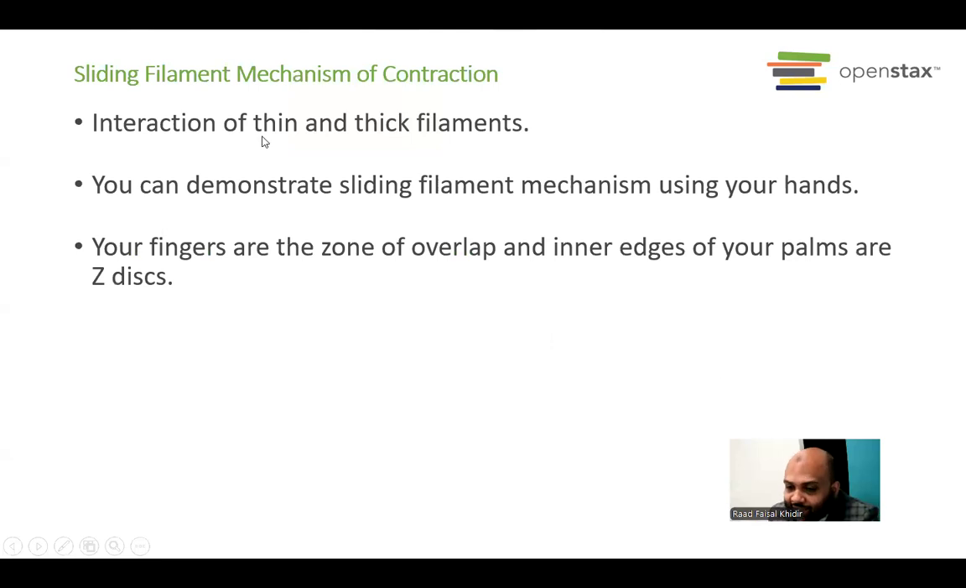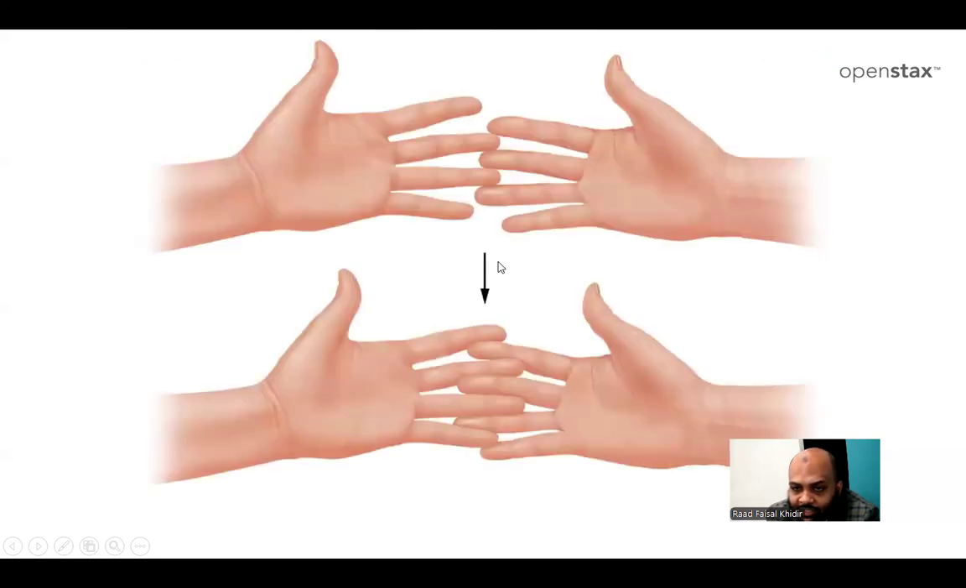There is an interaction. We know the hole and the golf head is going to go in there. The interaction of thin and thick filament. You can demonstrate the sliding filament mechanism using your hands. Your fingers are the zone of the overlap, and the inner edges of your palms are the Z disc. So you see, that's how they slide.